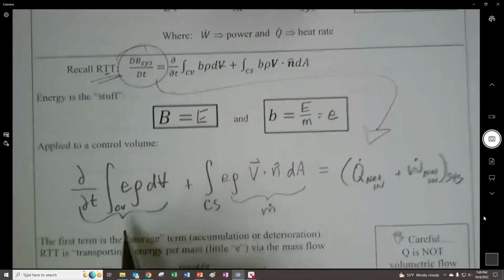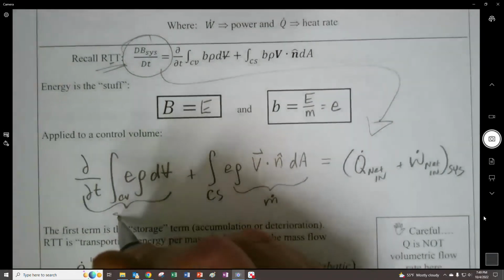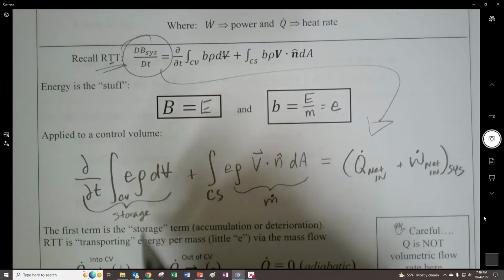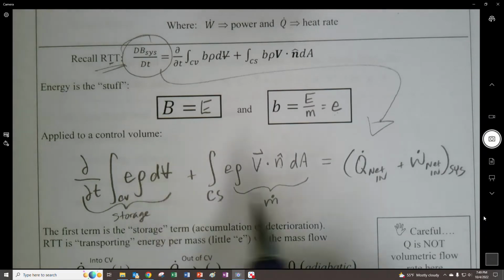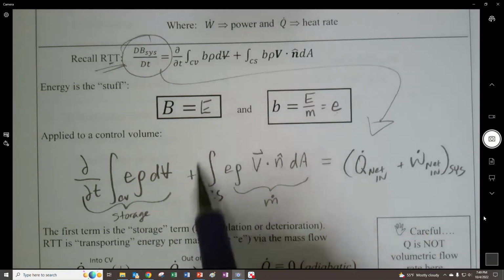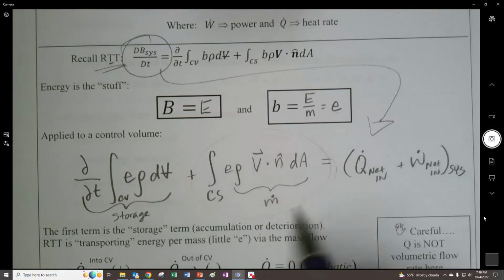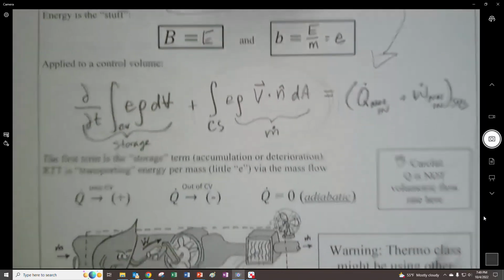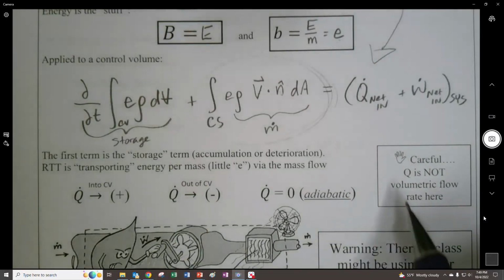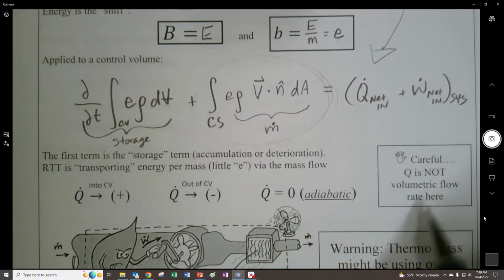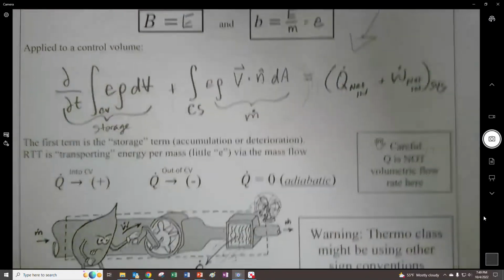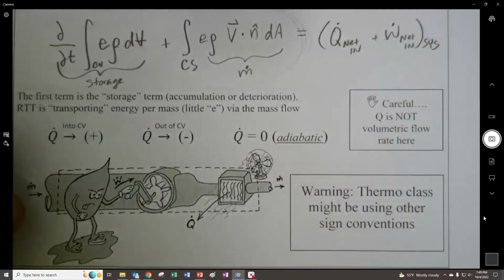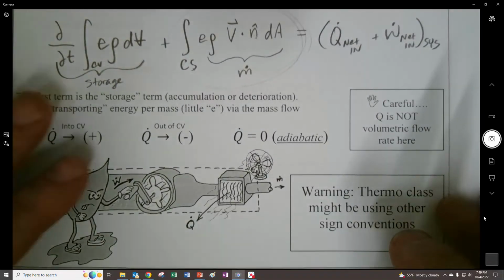This term over here is an accumulation term. You could think of it as storage, right? So we might somehow magically store energy within our control volume. But most of the time, what we care about in terms of Reynolds transport theorem is going to be this guy right here. We have to be careful here that this Q that we're talking about is not the volumetric flow rate. I would warn some students who might be taking thermodynamics at the same time that sometimes the sign conventions are different in thermodynamics than in fluid mechanics. So just be aware of that.